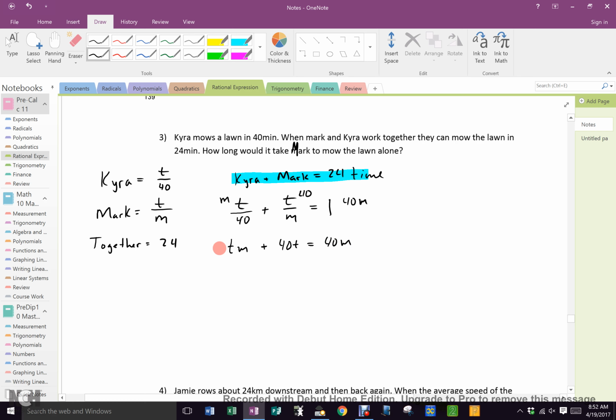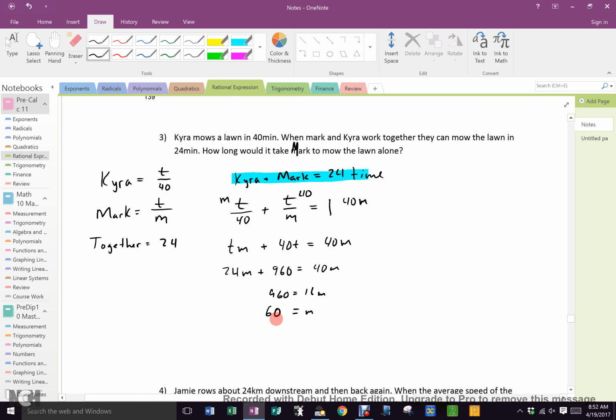40m. Now, do I know any of that? What do I know? T. So what's this become? 24m plus, what's this become? 960 equals, what's this become? 40m. Now what? Solve it, yeah? 960 equals 16m. M equals 60.